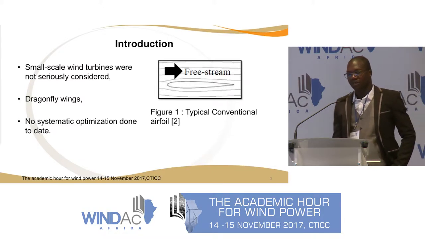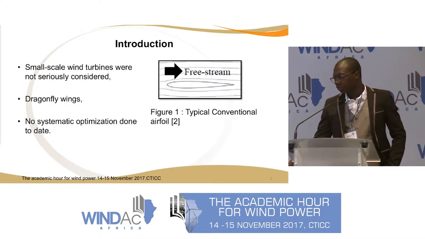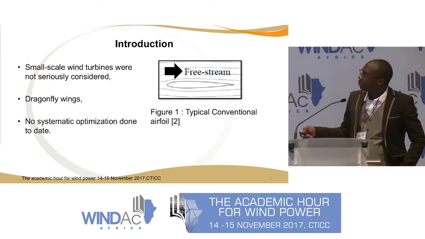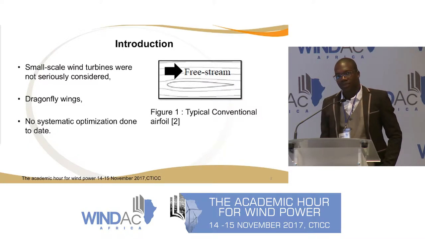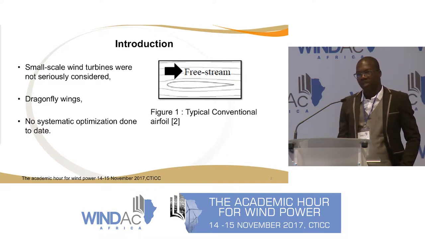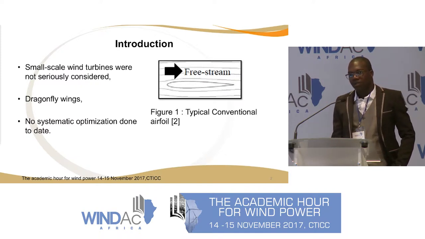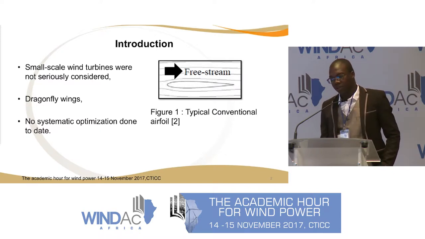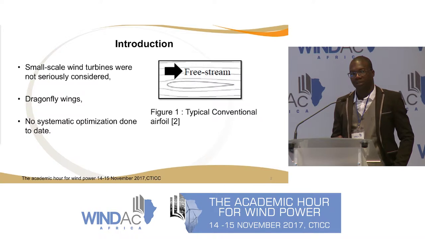It is well known that small-scale wind turbines were not seriously considered in the past few decades. This is due to their poor efficiency that is associated with conventional airfoil. Figure one on the side shows a typical conventional airfoil wing. On the other hand, corrugated airfoils based on dragonfly wings have been reported to perform very well at a low Reynolds number, with the advantages of delaying stall and also their structural stiffness. Aerodynamic performance of corrugated airfoil has been studied previously, but no optimization of the shape has been done to date.